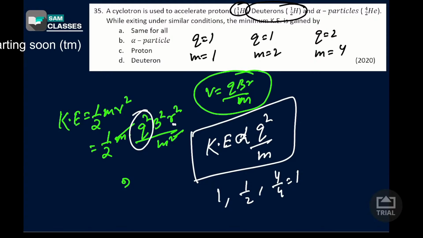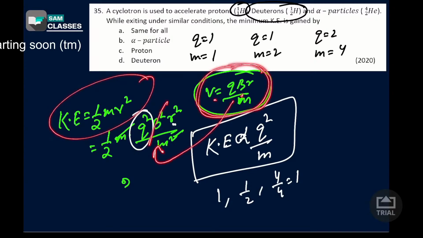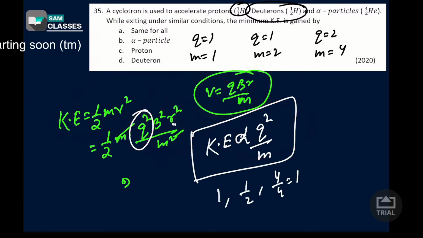See, we just needed to remember kinetic energy is equal to half mv square. We already know this formula. And velocity v, we already found it out. We just substituted here. Then magnetic field is constant, so we removed it. Radius of the cyclotron we are not changing, so we removed that. So what we saw is that it is directly proportional to q square by m. Then we found the ratio of q square by m for all the three particles. Which one was less? Kinetic energy will be less.